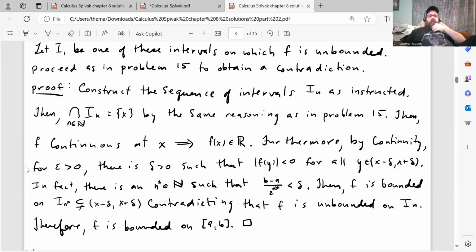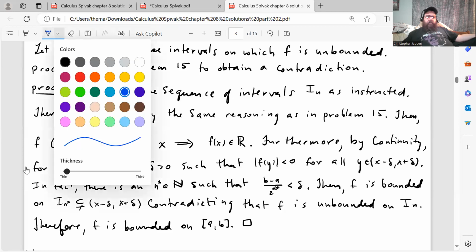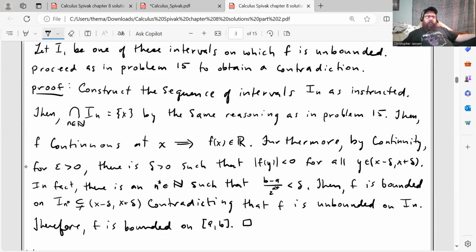It's a real number, right? Furthermore, by continuity, for epsilon greater than 0, there is a delta greater than 0 such that f of y is bounded. Sorry, this should have been infinity. This is fine. What I mean is it's finite. That's a typo. Let me just fix that. Sorry, that should be infinity there.